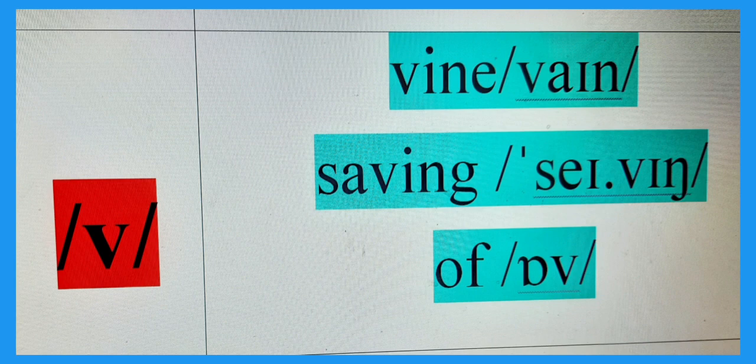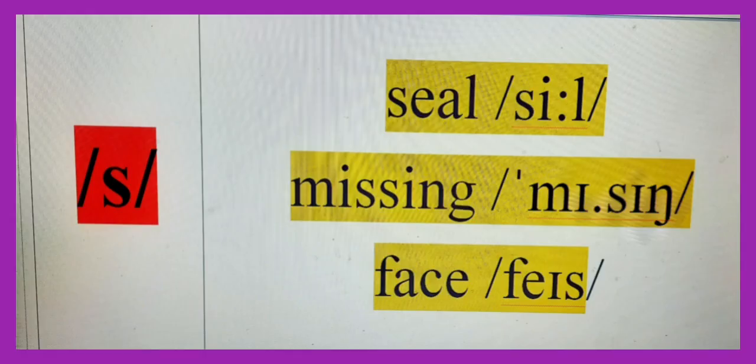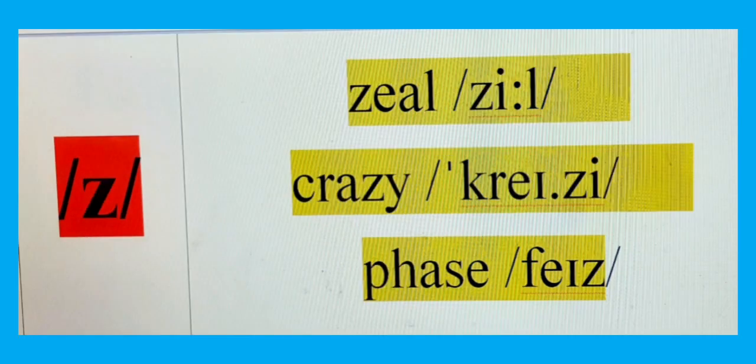And next one, sa sound. Seal, missing, face. Okay. So next, z, zeal, crazy, phase.